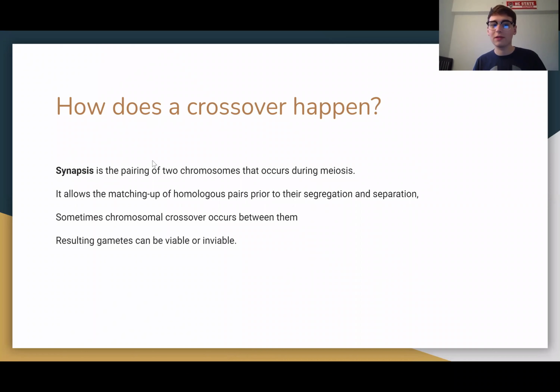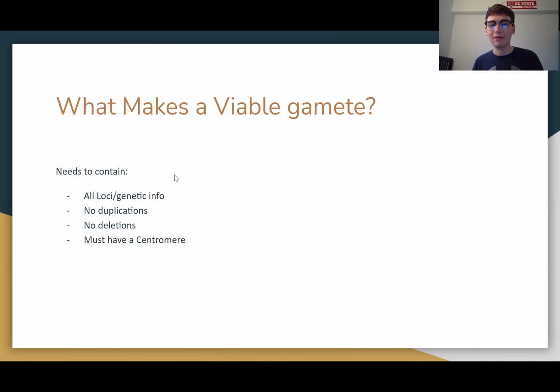A synapsis is when two chromosomes pair during meiosis. It allows the matching up of homologous chromosomes prior to their segregation and separation during meiosis 1 and 2. Sometimes chromosomal crossovers occur between them, and that's the sharing of genetic information, and resulting gametes can be viable or inviable. So a viable gamete would have all the loci and genetic information, no duplications, no deletions, and a centromere.